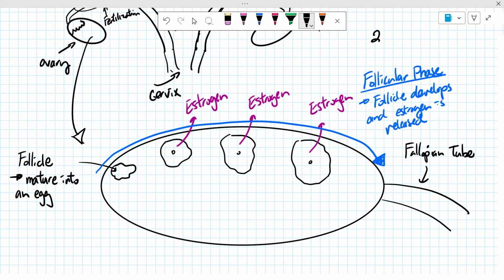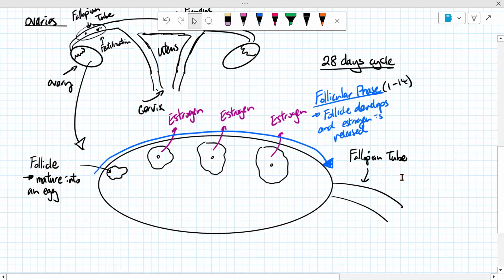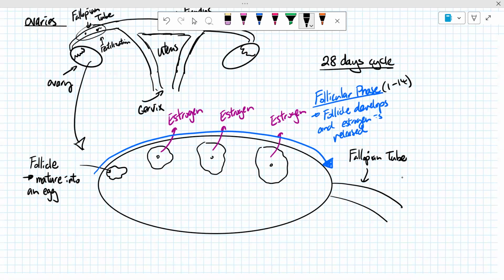Now, if we think about a 28-day cycle, the follicular phase is day 1 to 14. Again, it could be longer or shorter, depending on the person. Once the egg is developed, it's going to get released. So this is what we call ovulation.